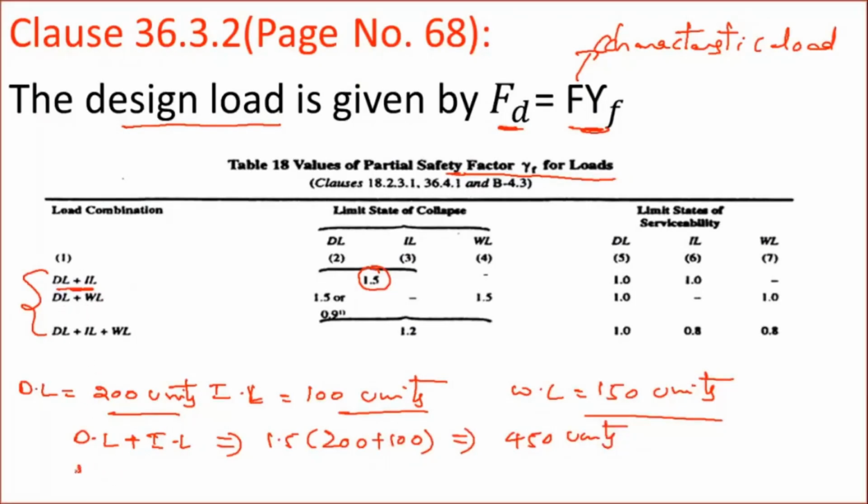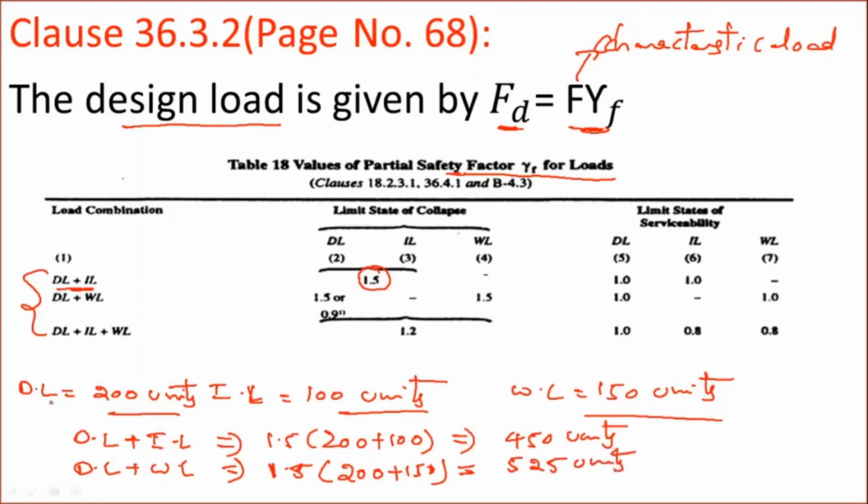Next you have to consider the dead load plus wind load combination. When you consider the dead load plus wind load combination, again you have to multiply with 1.5. So 1.5 into 200 plus 150. That is totally 350 here. 350 into 1.5, that is 525 units.